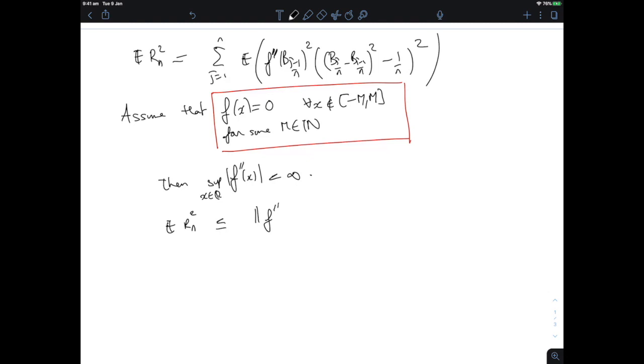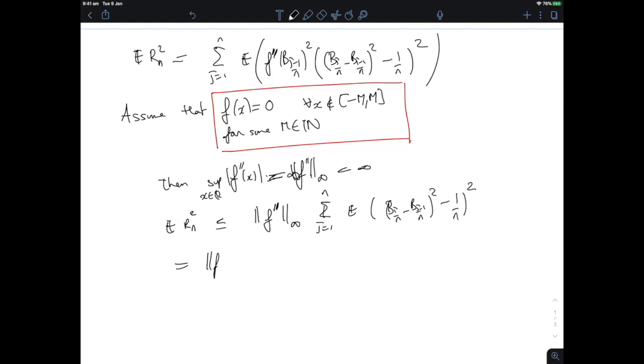sup norm. So we usually denote that, as we've seen before, by ||f''||∞. And so we get that this is smaller than ||f''||∞ times the sum j equal to 1 to n of the expectation of (B_{j/n} − B_{(j−1)/n})² − 1/n, and then square that. Okay, but that is something we can just compute, right?